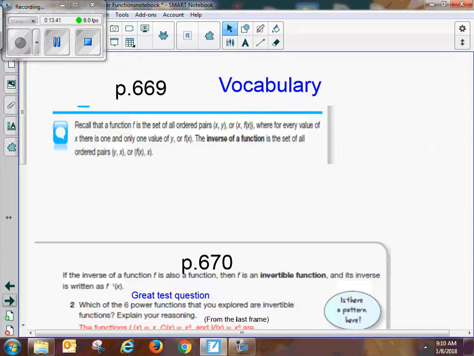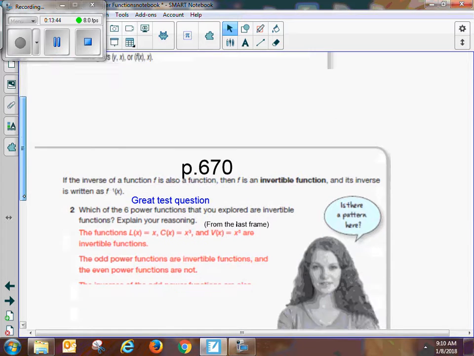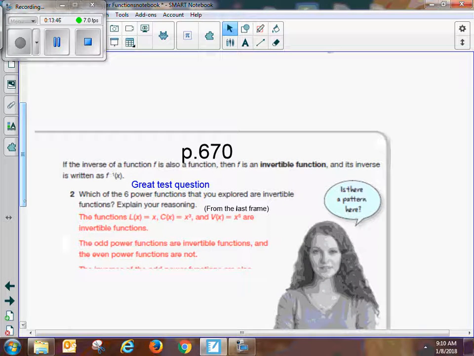Now, I wrote to you down below that this would be a great test question. So I could build a multiple choice question and say, which of the 6 power functions that you explored are invertible? So I could either just give you a bunch and you could list them out, or I could make something multiple choice where you would list, but then I would say and explain. So what usually happens on those parts where there's an and explain is you can narrow it down to a 50-50 chance just by knowing which is invertible, but then you have to understand why, okay?